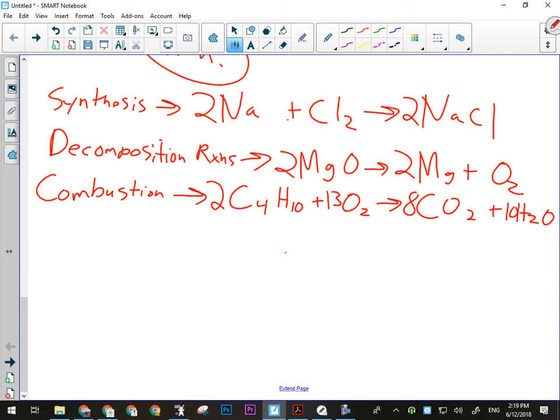Then we have the 2 types of replacement reactions. So, single replacements. Remember that replacement reactions always involve ionic compounds, ionic compounds in elements or just ionic compounds. There are never molecular compounds in a replacement reaction. So a single replacement reaction could look something like this.